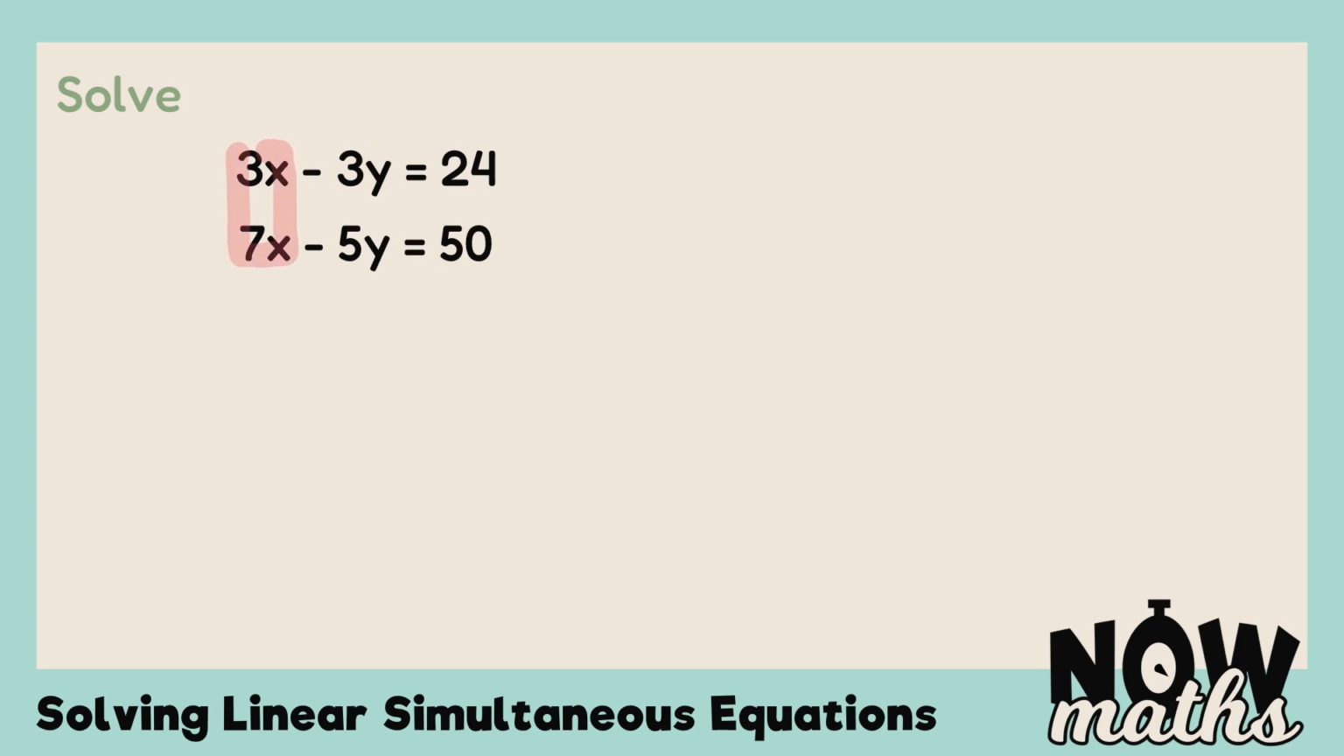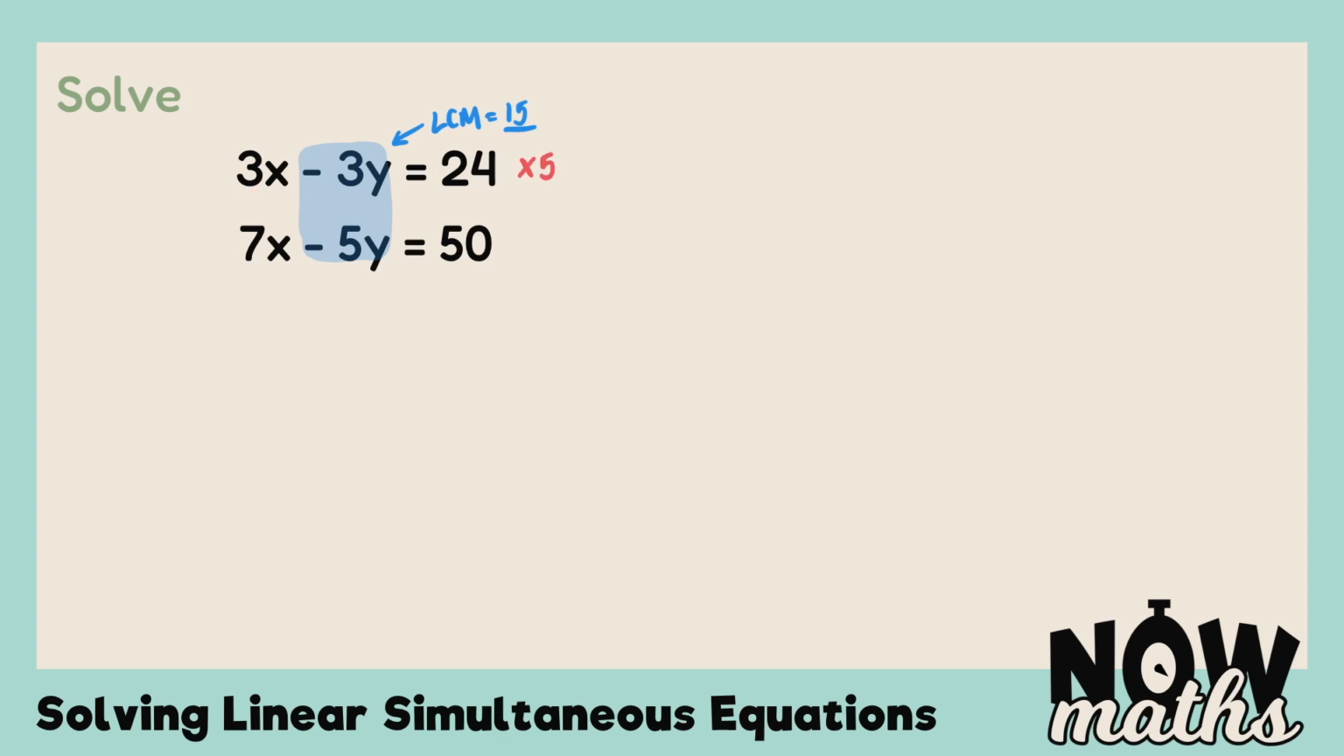So looking at the x coefficients, 3 and 7 have a lowest common multiple of 21. And looking at the y coefficients, ignoring the fact they're both negative, 3 and 5 have a lowest common multiple of 15. Since 15 is smaller, I'm going to choose to make the y coefficients both 15. Now starting off with the first equation, to make 3y into 15y, we're going to have to multiply by 5.